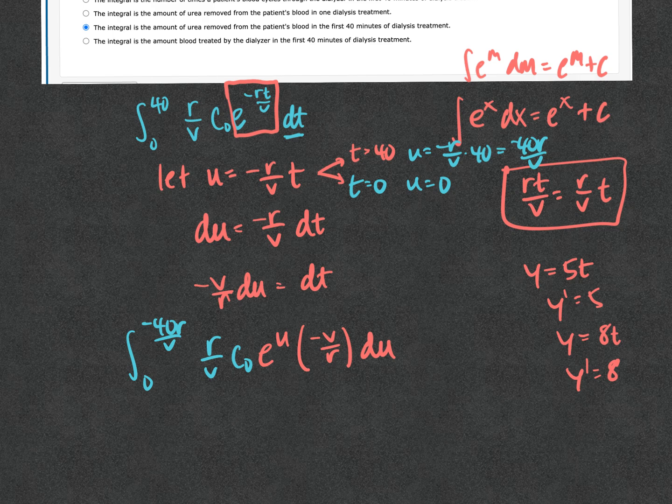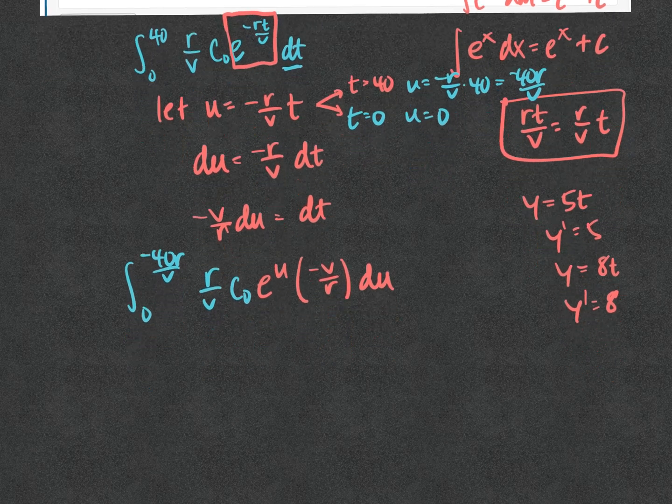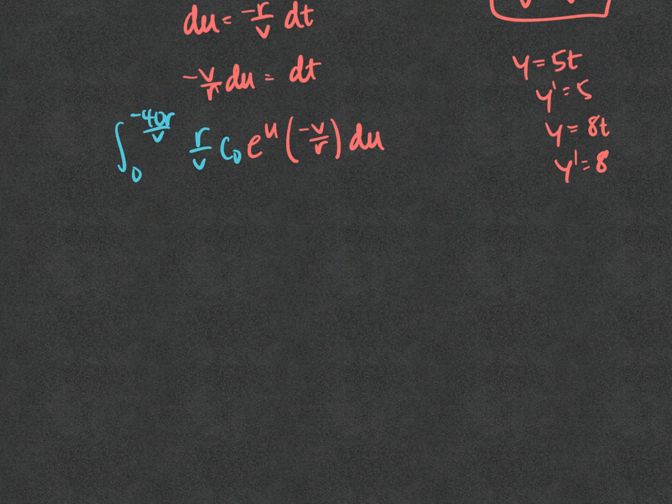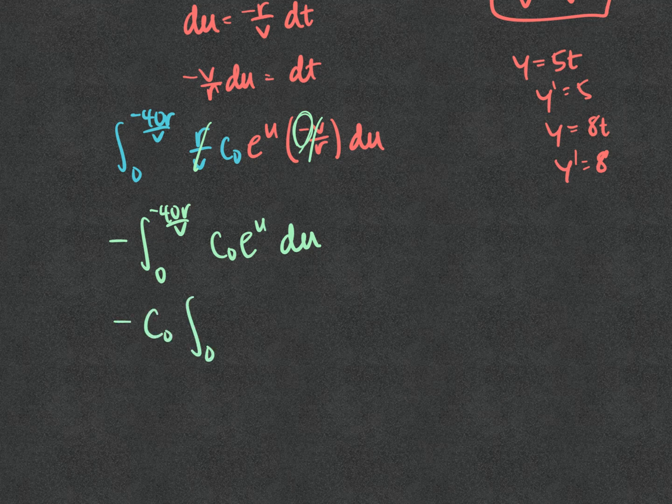Does all that make sense? If not, pause it, back it up, do it again, send me a message, make an appointment to talk to me. Now, when we look at this, these cancel, but don't forget this negative. It's a tendency I have to forget. So I'm going to start with my negative out front. 0 to negative 40R over V. And then we have a constant C sub 0, e to the u, du. We could move the constant out front. Let's do that just so that you see it happening. 0 to negative 40R over V, e to the u, du.